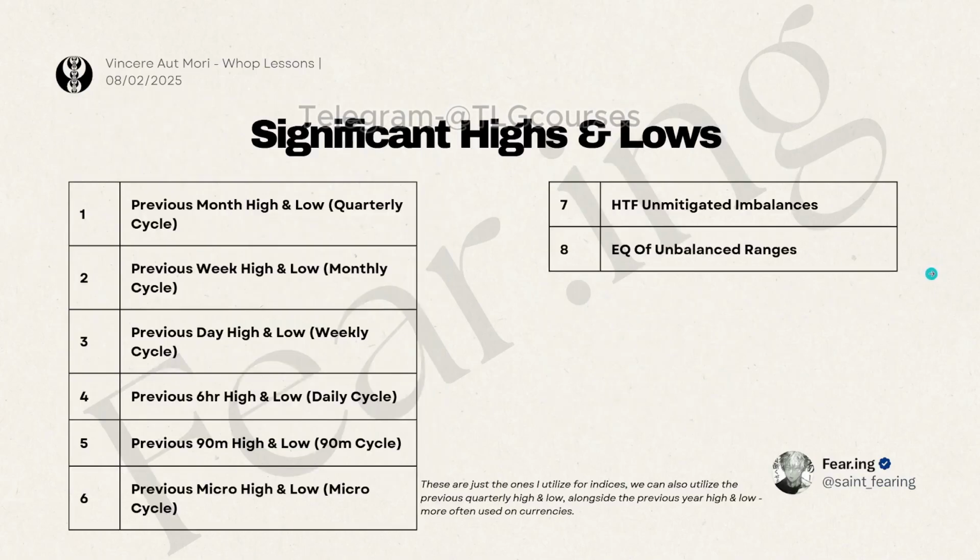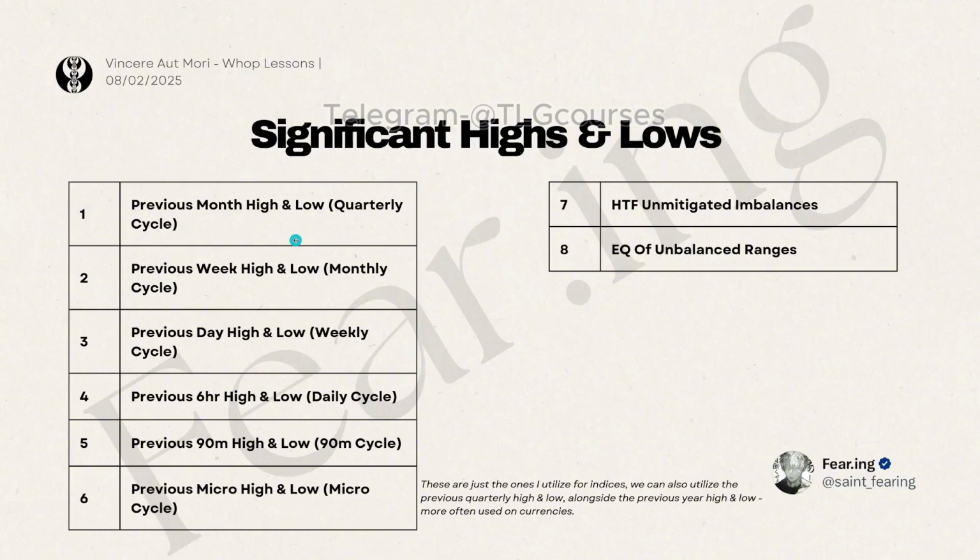So when it comes to what our draws on liquidity are going to be, it's going to be these. We have our significant highs and lows, higher time frame unmitigated imbalances, and EQ of unbalanced ranges. Obviously, assuming that you have watched all the WAP videos, you know exactly what the significant highs and lows are, and you understand that concept. You understand which highs and lows are significant, and most importantly, you understand why.